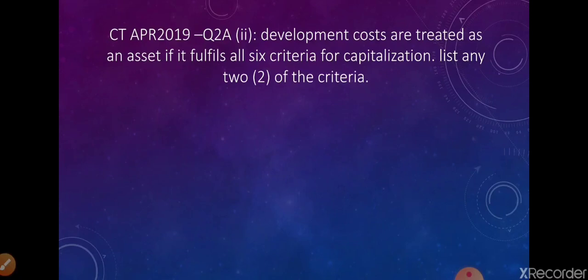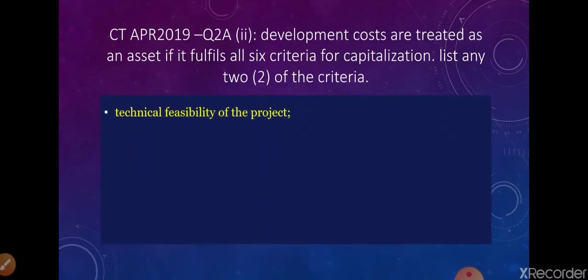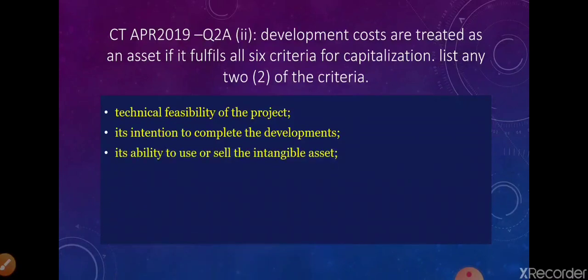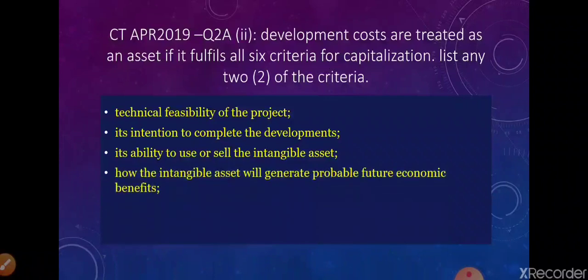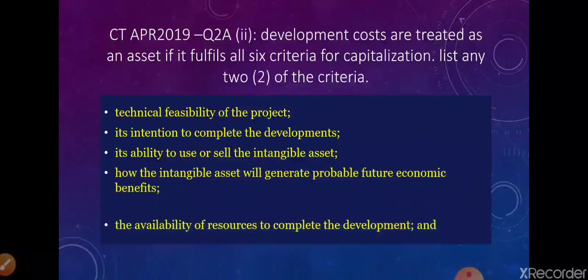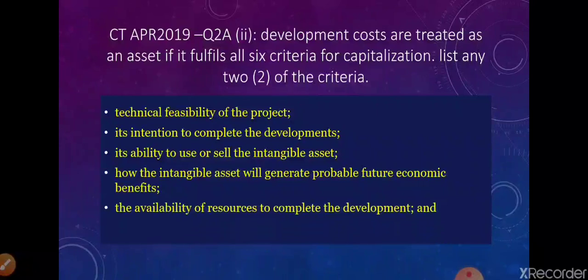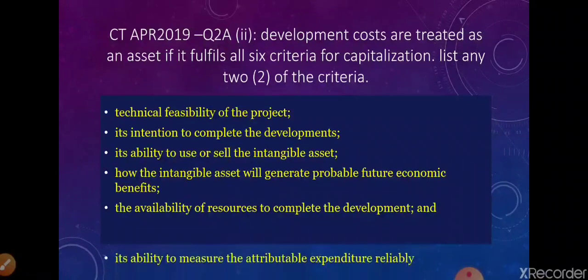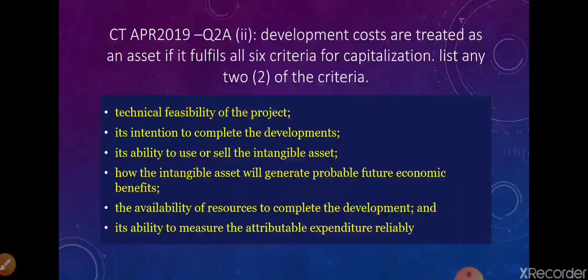capitalization. List any 2 of the criteria. So here, I've listed all the 6. You can choose any 2, right? So technical feasibility of the project, its intention to complete the development, its ability to use or sell the intangible asset, how the intangible asset will generate probable future economic benefits, the availability of resources to complete the development, and its ability to measure the attributable expenditure reliably.